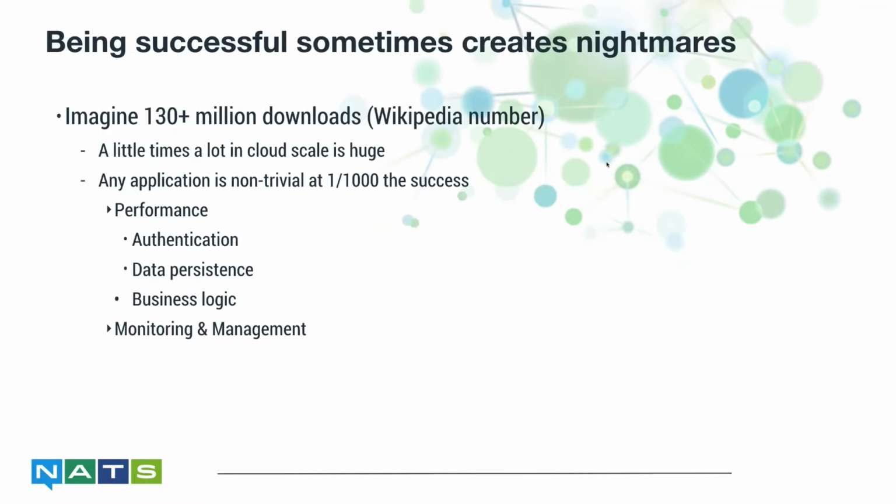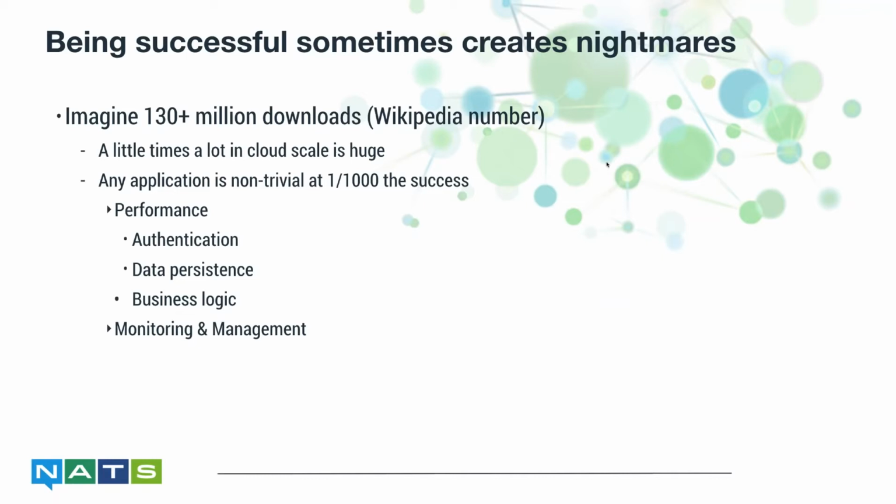So that's actually great, but it starts pointing out that the scale starts building up very quickly, and sometimes becoming successful will create a nightmare. So now imagine that your application becomes very popular and you get 130 million adopters. That's actually nothing to sneeze at. And in a little time, right, this little application that does very little things in cloud scale becomes a huge thing. Any application that has 1,000th of the success of this one is already a non-trivial application, right?